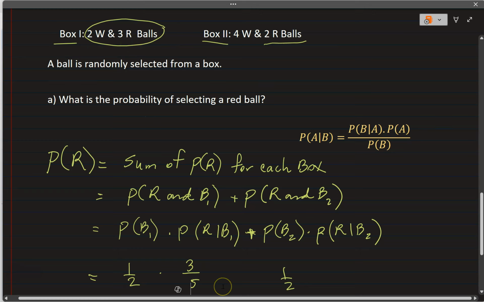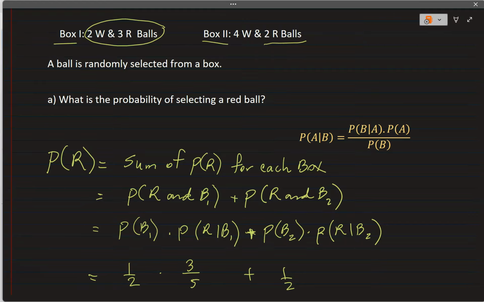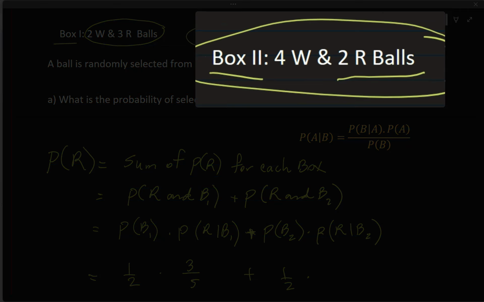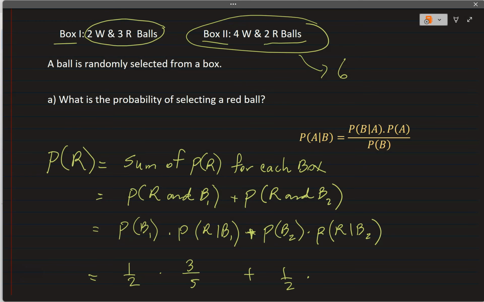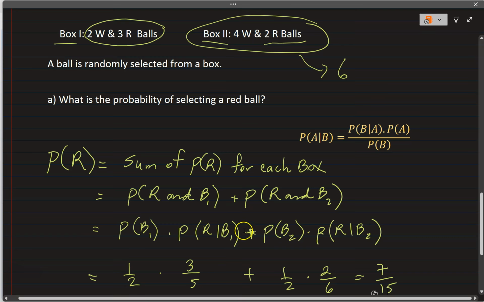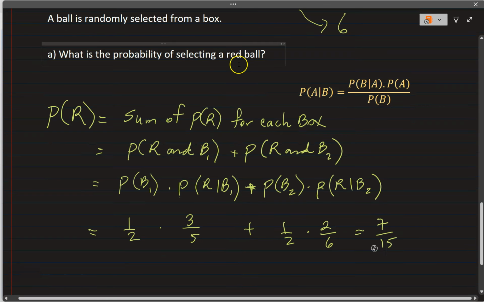That's the probability. Plus, we already have the probability of being in box 2. That's 1/2 times the probability of red being in box 2. You go to box 2 and look at it. The total is 6. How many reds do we have? We have 2, so that would be 2 divided by 6, or 1/3. When you multiply and add, I'm not going to bore you with that, the answer will be 7/15. So that is the probability of selecting a red ball in total. That's the sum of the probabilities for each of the boxes.